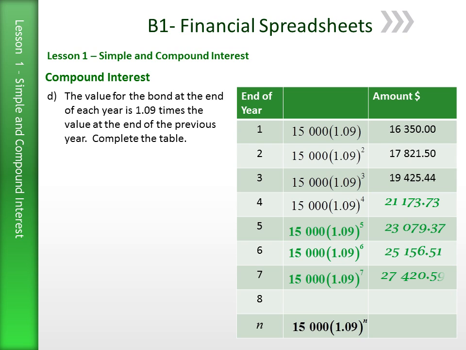to see the pattern now, so that we can find the value at the end of any year by doing 15,000 times 1.09 to the power of whichever year that we are looking for.